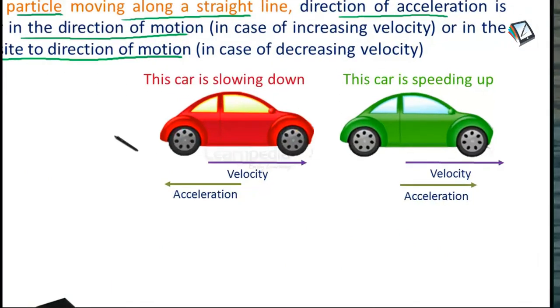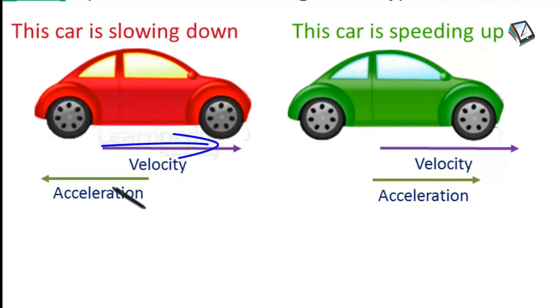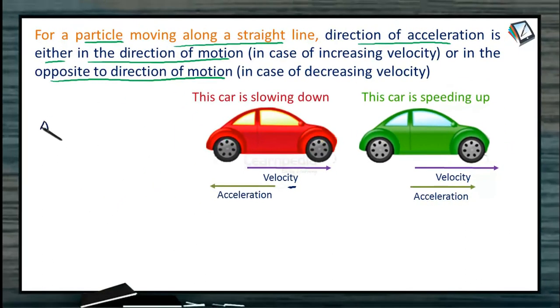Suppose here the car is moving in this direction, and acceleration is applied opposite to this direction, then its velocity must be decreasing. And in this case, velocity is in this direction and acceleration is also along the same direction, then it is a case of speeding up. Normally, there are two terms which are used. One is accelerating motion and the other term is retarding motion.